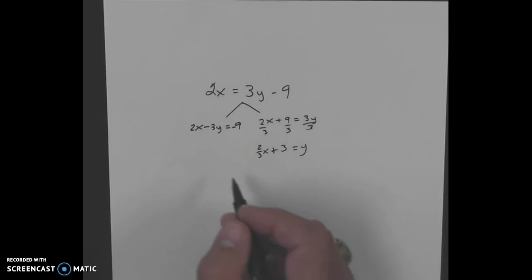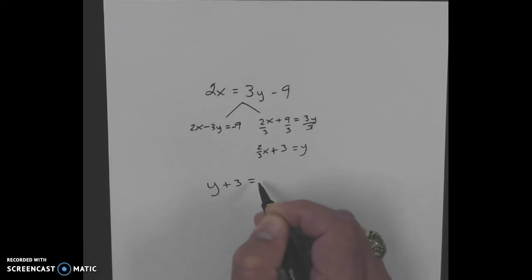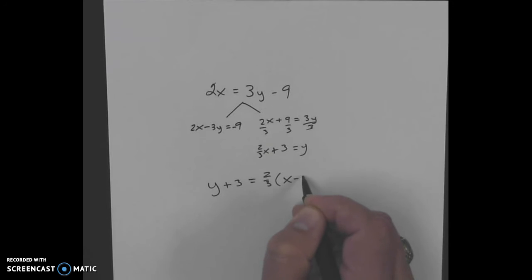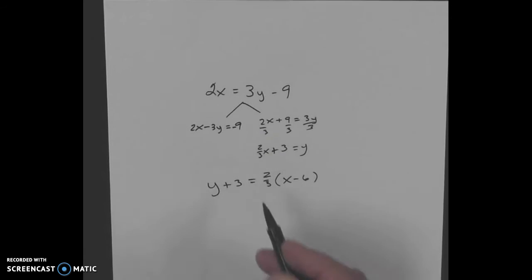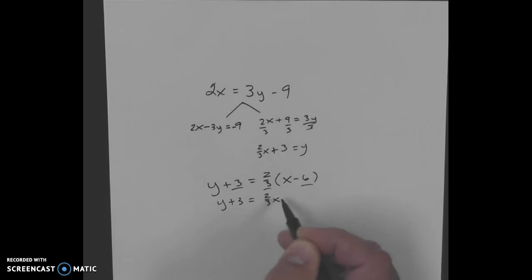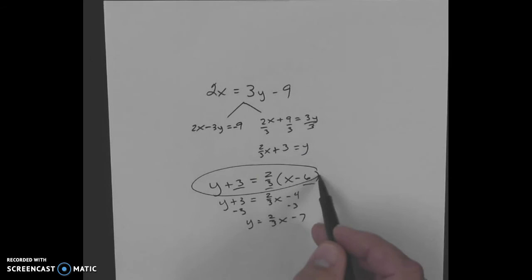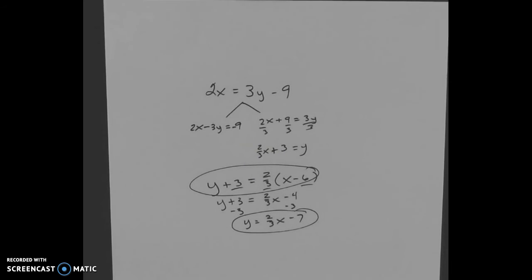Another one you could do, say you've got this y plus 3 equals 2/3 x minus 6. Okay, that is in point-slope form, so you can recognize a point and a slope. If you don't recognize it or don't like it or it's not set up the way you want it, you can simplify this one out. y plus 3 equals 2/3 x, and then 2/3 times negative 6 would be minus 4. And then you would subtract the 3 and get y equals 2/3 x minus 7. So you can either start with this and graph it, or you can convert it to that. Okay.